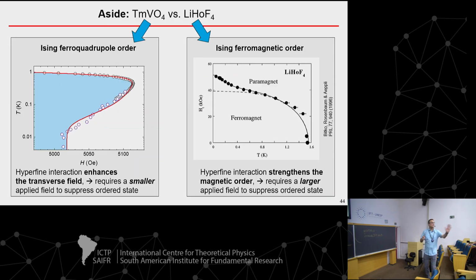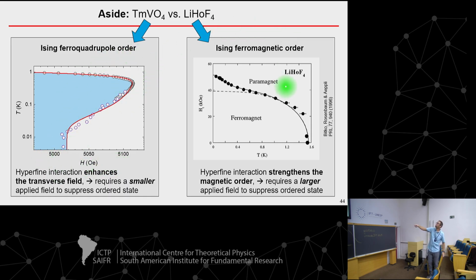So here's something interesting. We were talking about lithium holmium fluoride earlier, right? These are two materials that we hold dear for their simple quantum phase transitions. Thulium vanadate is Ising ferroquadrupole order. Lithium holmium fluoride is Ising ferromagnetic order. Both are tetragonal, both have the same irreducible representation crystal field ground state. In the case of thulium vanadate, the hyperfine interaction enhances the transverse field. That's why you get the backbending.